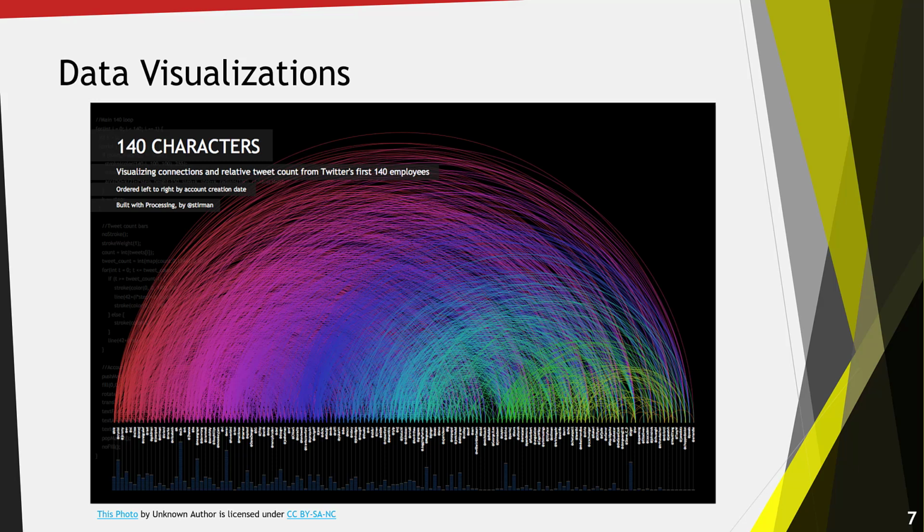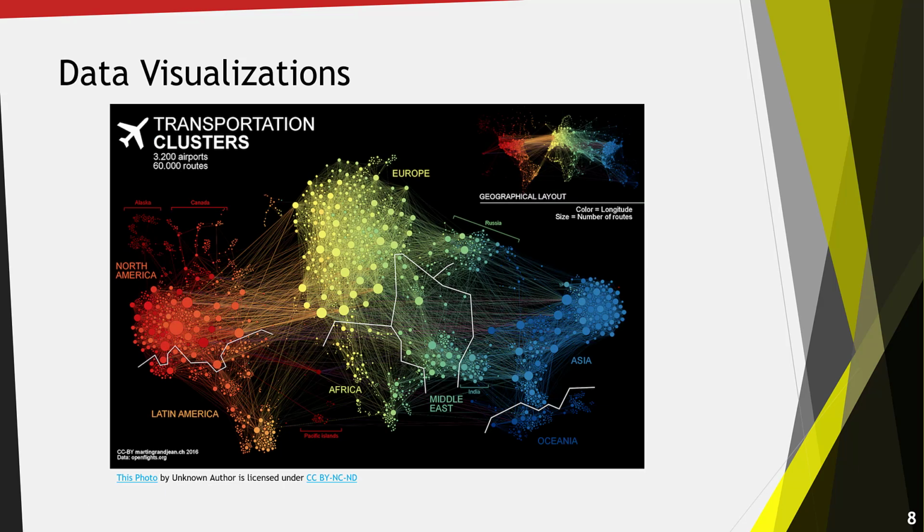Here's a visualization that's looking at connections between the first 140 employees at Twitter. I challenge you to tell me what you should take away from this visualization. And here's another example of a complicated visualization that shows clusters of transportation between airports. So the lines represent routes that are flown by major airlines. The circles represent airports, with the size of the circle representing the relative size of the airport. Again, it's intended to show you how transportation networks are connected on the planet.